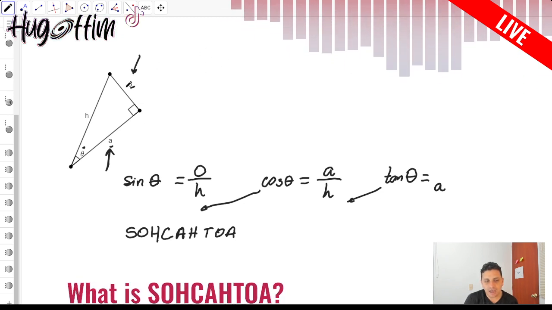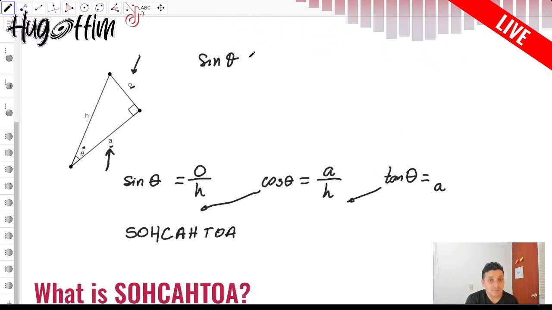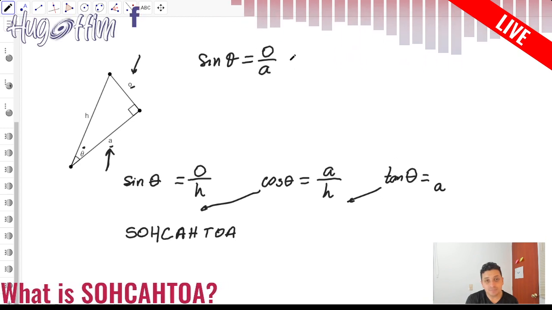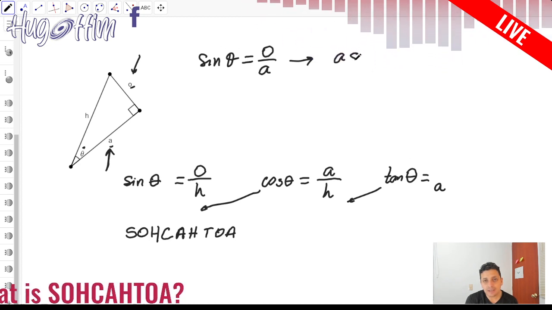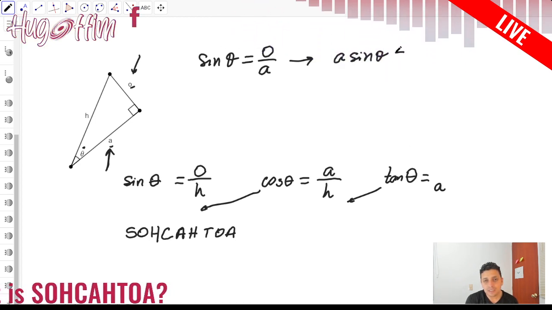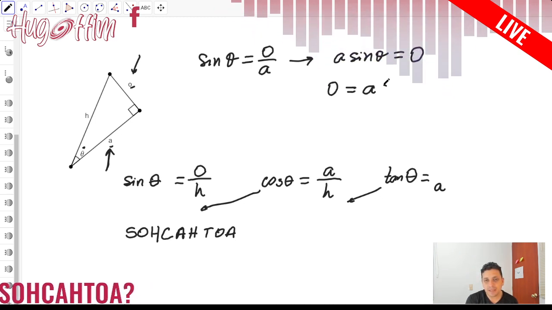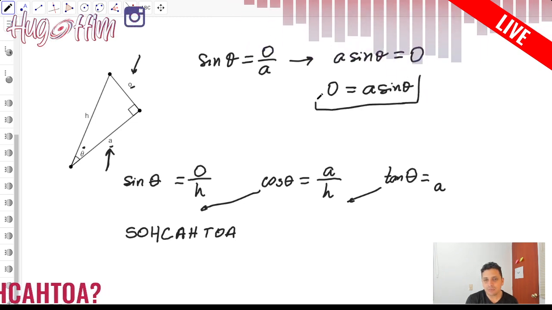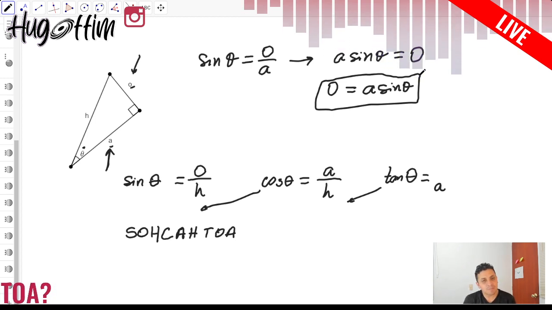So if you have the triangle, you can use sine of the angle to determine the opposite side using the adjacent. So for example, I just need to multiply by a, so a sine of my angle is going to give me the opposite side, or the opposite side is a sine of the angle. And you may ask, okay, that will be interesting, but how can I do it?